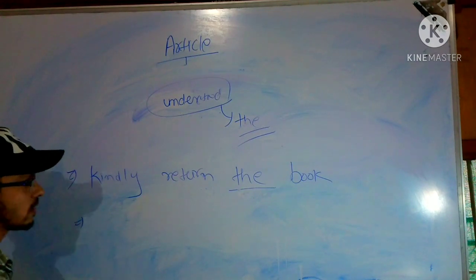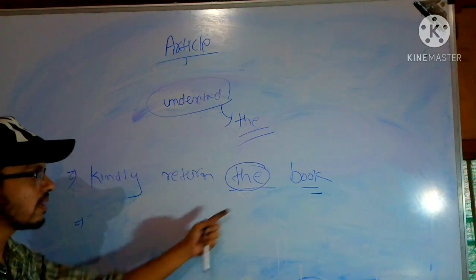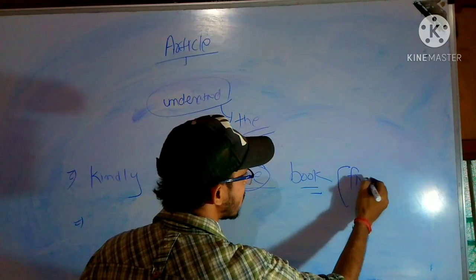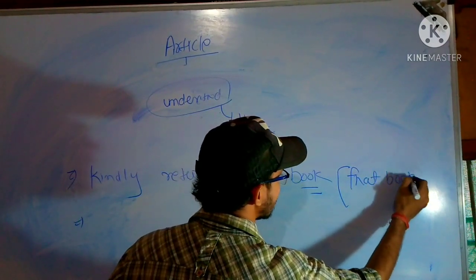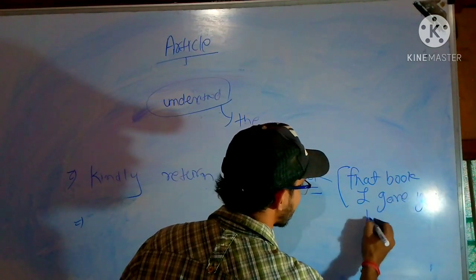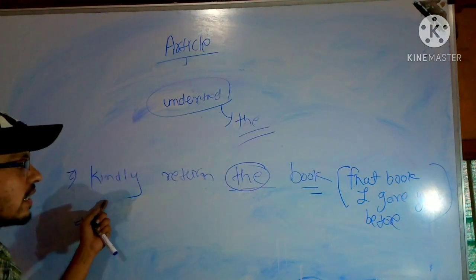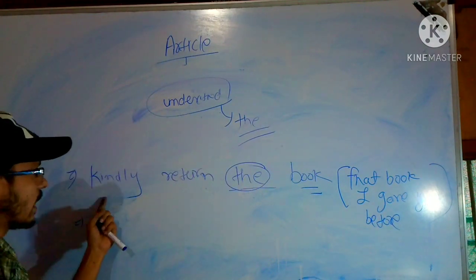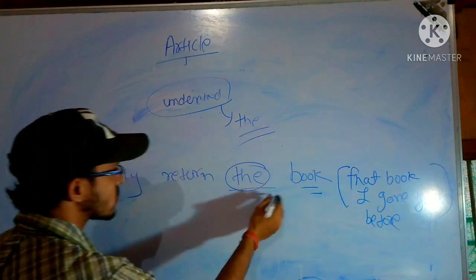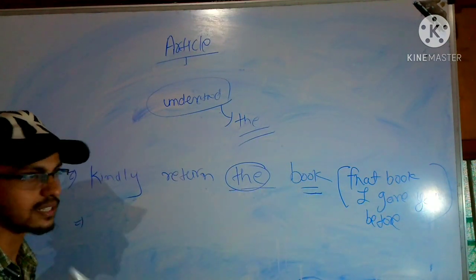And the second thing is, why are we using the article the here? Because the book is being introduced for the first time, as I told you earlier. But that is not everything. The thing is that here we are talking about that book, the book I gave you before. Here someone is saying, kindly return the book that I gave you before. So something is understood beforehand, then we use the article the before this as well.